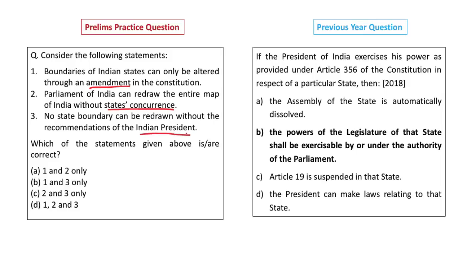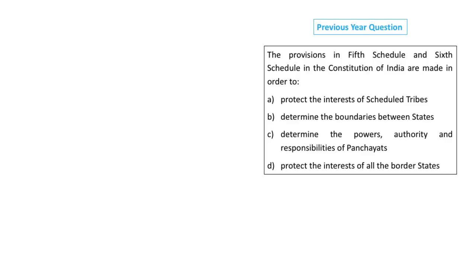So UPSC has umpteen number of times asked the power of Indian President. For example, power of Indian President when Article 356 is under imposition. In that case, the power of legislature of the state is exercised by or under the authority of Parliament. UPSC has not directly asked concerning the boundaries of a state so far, but it is the area of focus that you can infer from this question.